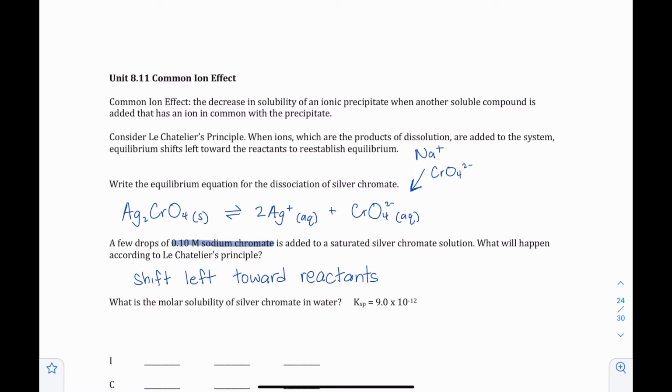It's an ionic compound, so it'll dissociate into its ions. But sodium isn't part of the equation, it's a spectator ion, so we'll just cross it out. The chromate ions are part of the equation, and adding them increases the concentration of chromate on the product side of the equation. That causes the reaction to shift to the left, making more solid precipitate.